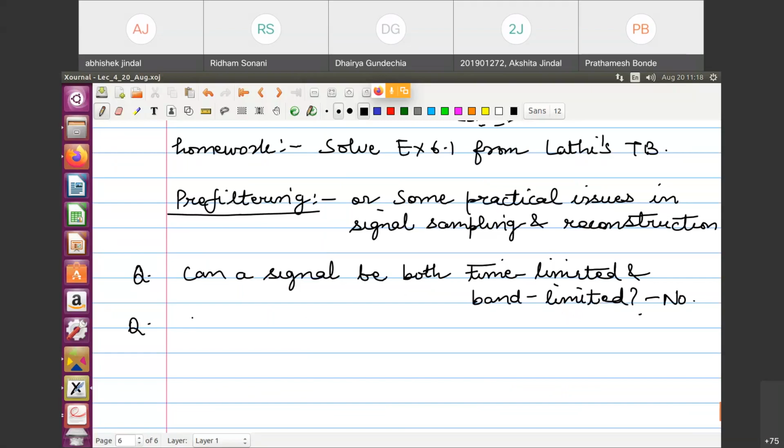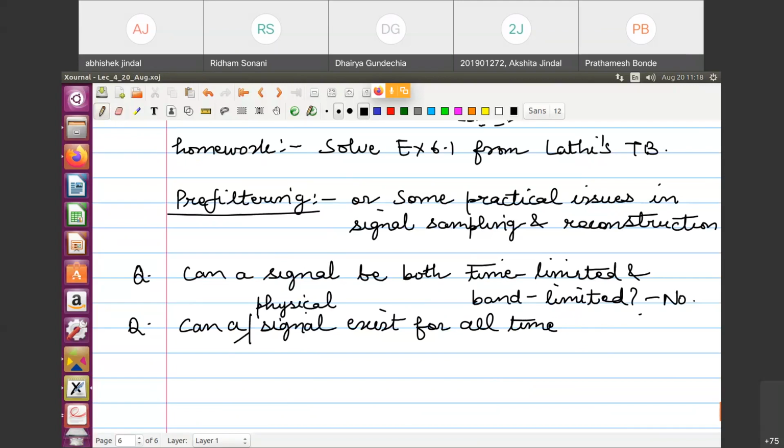Then another question. Can a signal exist for all time? For all time physically, or in, say, reality? Physical signal means a signal which is there in reality. So can a physical signal exist for all time? The answer is still no. It is not possible. See, if you are talking over a cell phone, then you are talking for some time only. You cannot just talk for, let us say, years and years, because theoretically whatever we are doing, the signal exists from minus infinity to plus infinity. So the answer is strictly no.